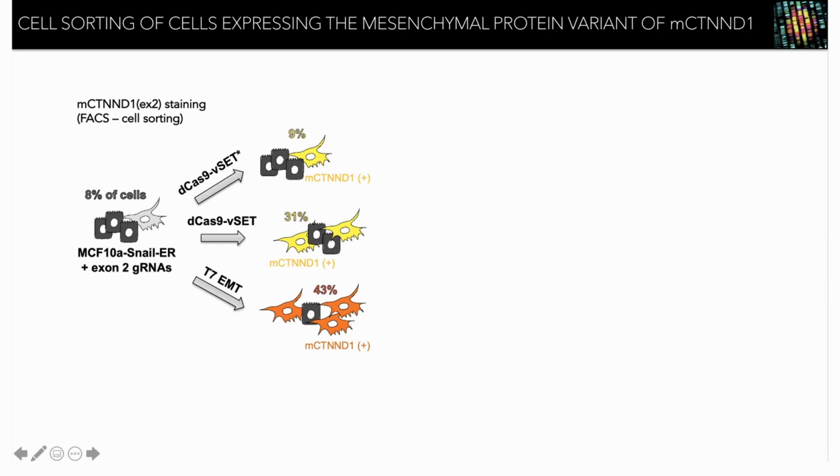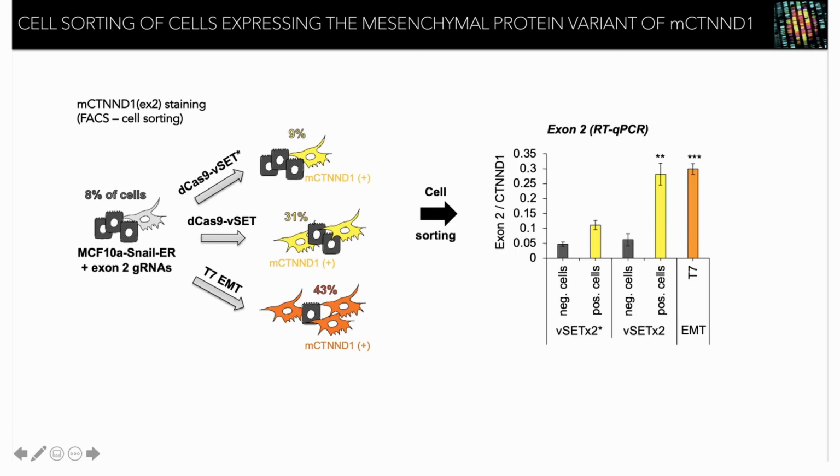And what we observe is that, initially, using this splicing-specific antibody that only recognizes the mesenchymal isoform, in epithelial cells there's barely 8% of the cells that have this mesenchymal splicing isoform expressed. This is a known leakiness of the system. When targeting a mutant dCas9-VSET, which doesn't have any catalytic capacity, you don't really change this percentage. During EMT, you have 43% of the cells that increase expression of the mesenchymal isoform. And by targeting VSET, you increase to 31%, close to what we observed during EMT.